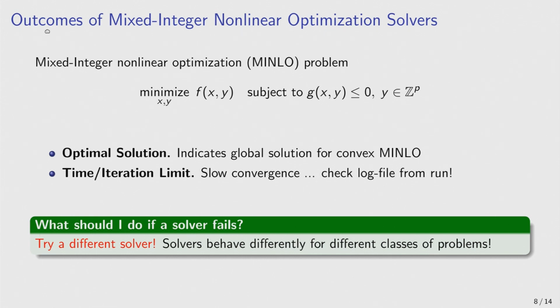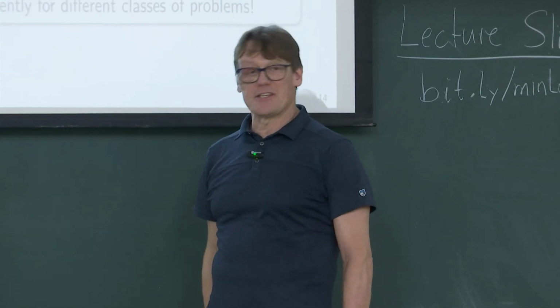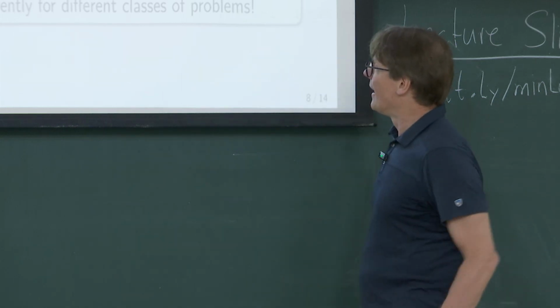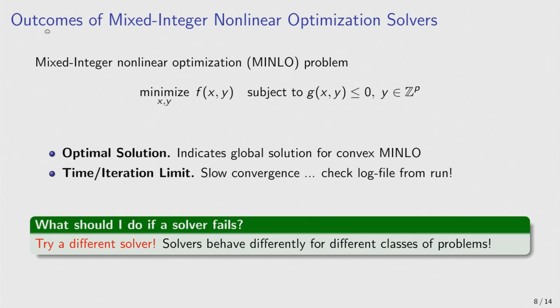So what you should do if your solver fails? Well, try a different solver, right? If you go to a friend of yours and ask them what a constraint qualification is and they don't know it, you go and find a different friend to ask. Solvers behave differently for different classes of problems.